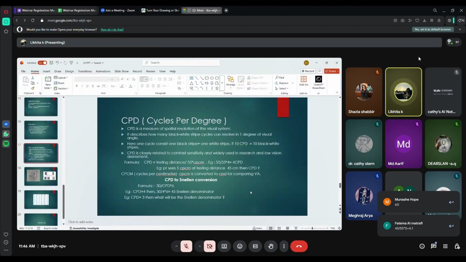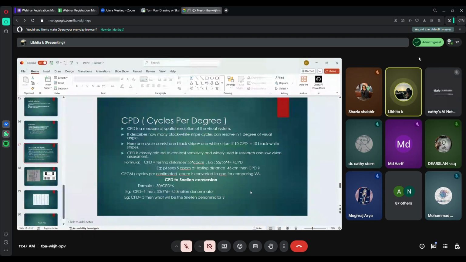Oh no, it's not 60. Here the CPCM value is 5 CPCM. The testing distance is 45 centimeters. That means 45 divided by 55 into 5. Here we already have a CPCM value, it's 5, and the testing distance the patient sees is 45 centimeters. Here the formula itself is testing distance divided by 55 into CPCM.